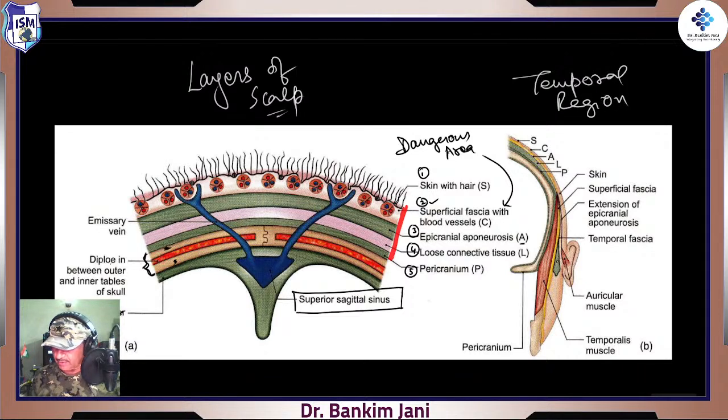What we need to see is this. See, there was superficial fascia, then there is epicranial aponeurosis, and see the temporal fascia, in between the temporalis muscle, right, over here, and the temporal fascia. So the temporal fascia is covering this, right, that's the muscle.